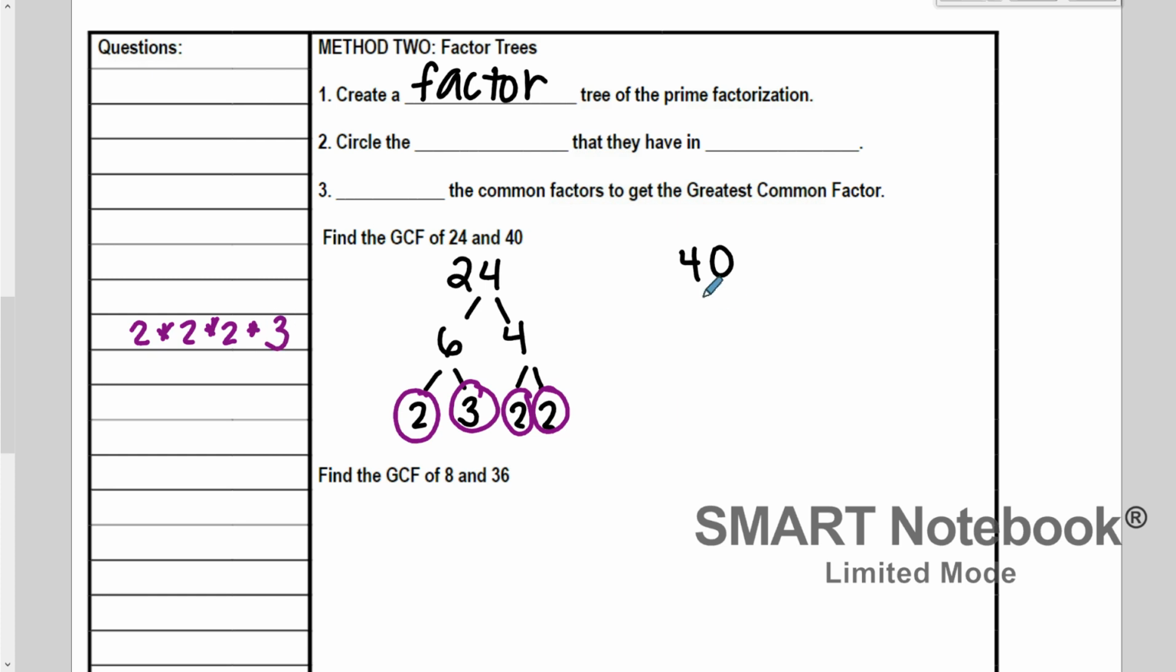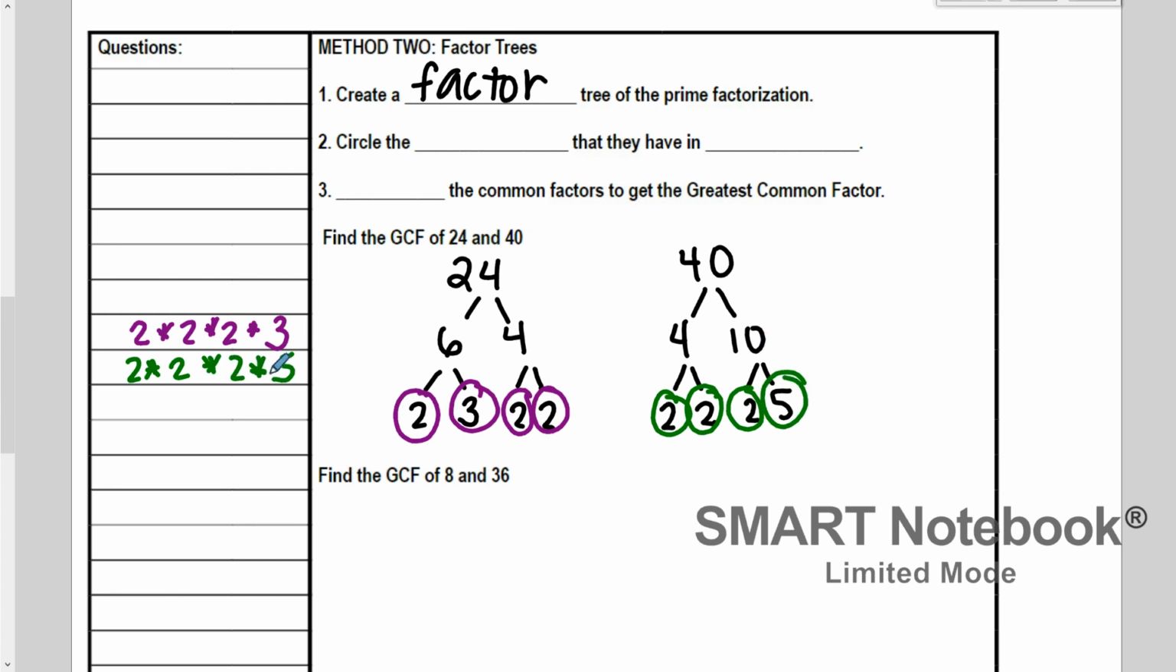Do the same thing for my 40. I'm going to do a 4 and a 10. I'd have a 2 and a 2, a 2 and a 5. And those are all prime, so I could stop. I'm going to do this in another color as well. I'd have a 2 times a 2 times a 2 times a 5.